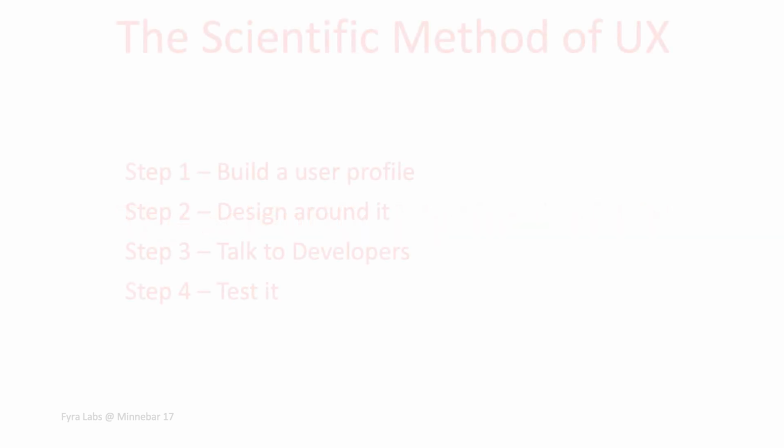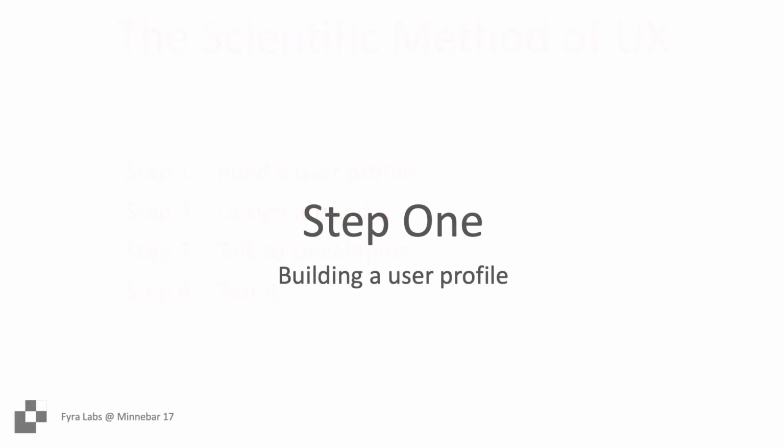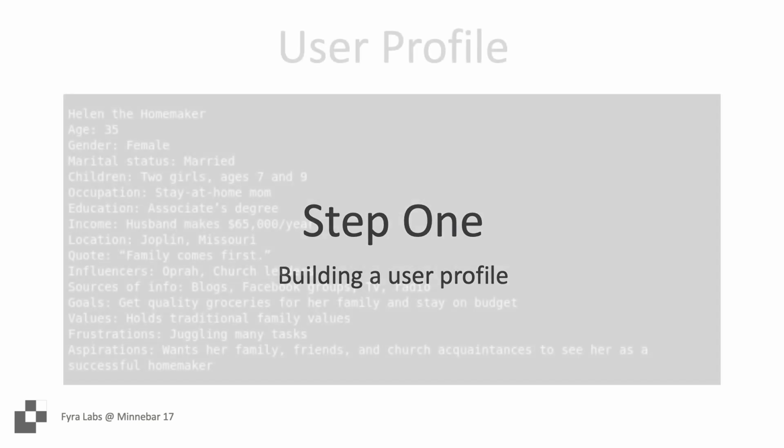I am sorry. So we have a philosophy that we call the scientific method of UX, and it's 4 steps. So we're going to start with the first one here, building a user profile. A lot of organizations do build user profiles. And here's an example of one from another organization.